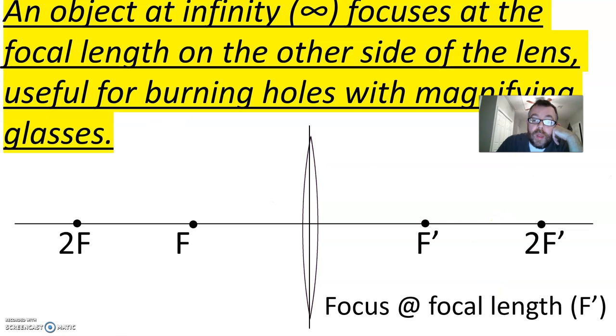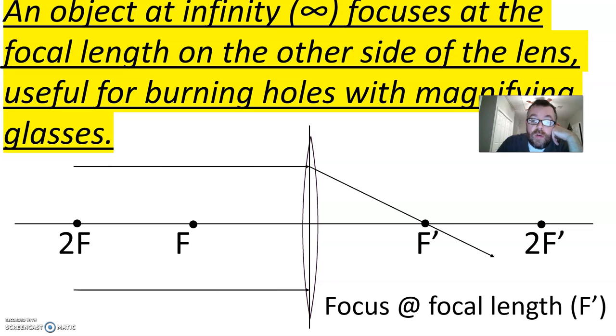All right. Now, an object at infinity will focus at the focal point. So I've got my lines coming in here from infinity. That's why the focal point is the focal point, because it's where objects focus. This is how a magnifying glass works.